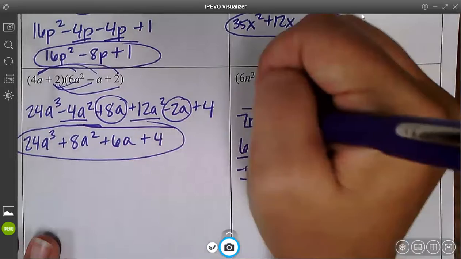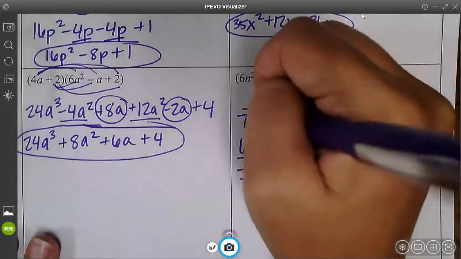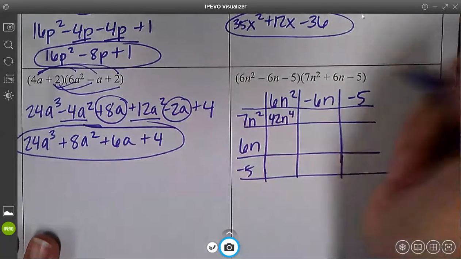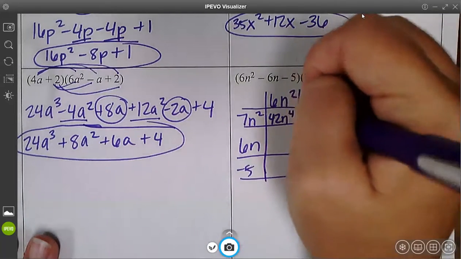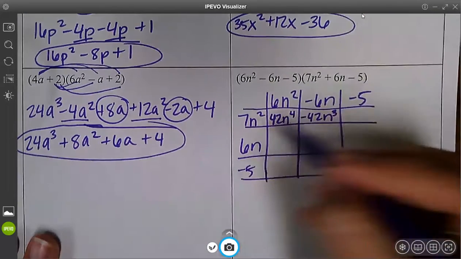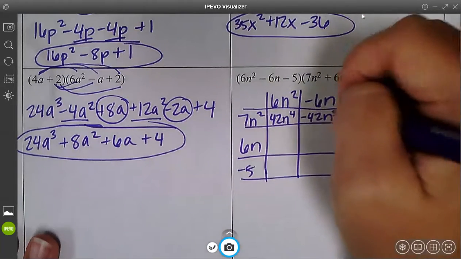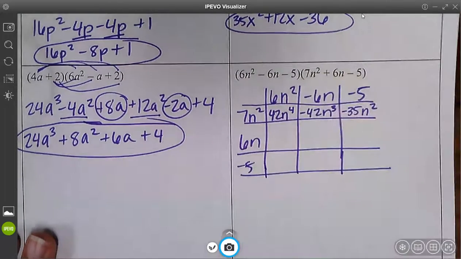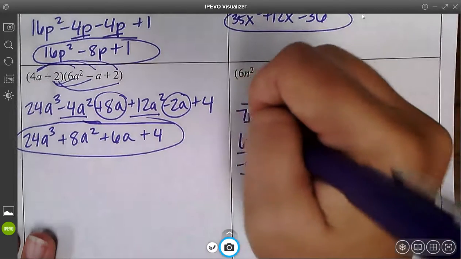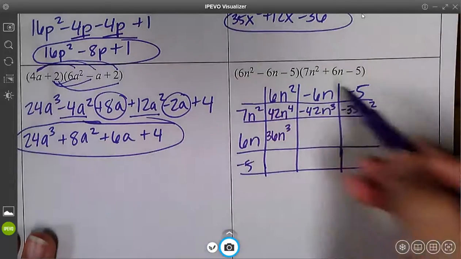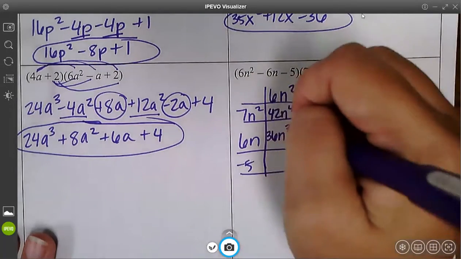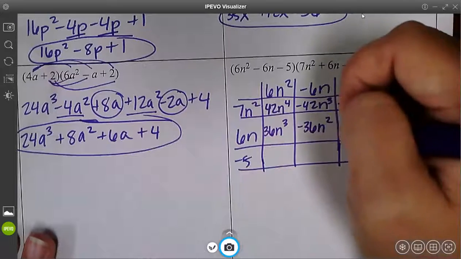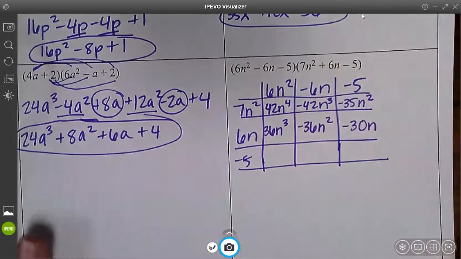7 times 6 is 42. N squared times n squared is n to the fourth. 7 times negative 6n is negative 42n cubed. 7 times negative 5 is negative 35n squared. 6n times 6n squared is 36n cubed. 6n times negative 6n is negative 36n squared. 6n times negative 5 is negative 30n.